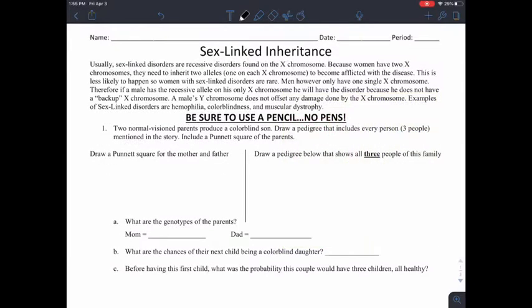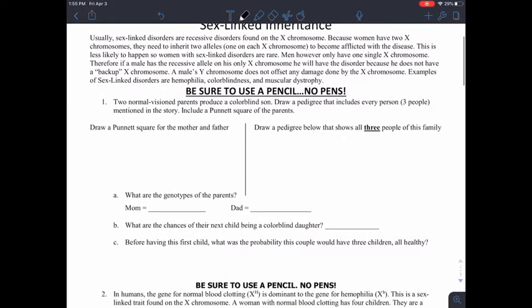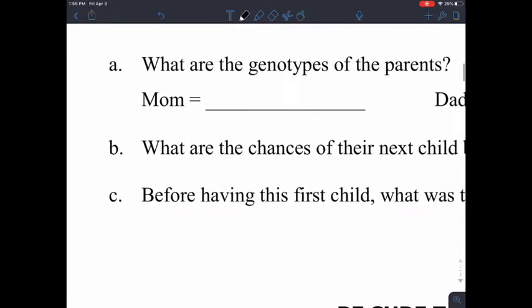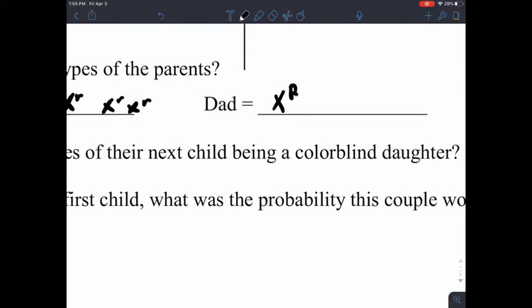So today we'll be solving a sex-linked inheritance practice problem. It says, two normal vision parents produce a colorblind son. Draw a pedigree that includes every person, three people mentioned in the story. Include a Punnett square of the parents. So let's start by going down to the genotypes of the parents. Mom can either be X capital R, X lowercase r, or X lowercase r, X lowercase r. And dad can either be X capital R Y or X lowercase r Y.